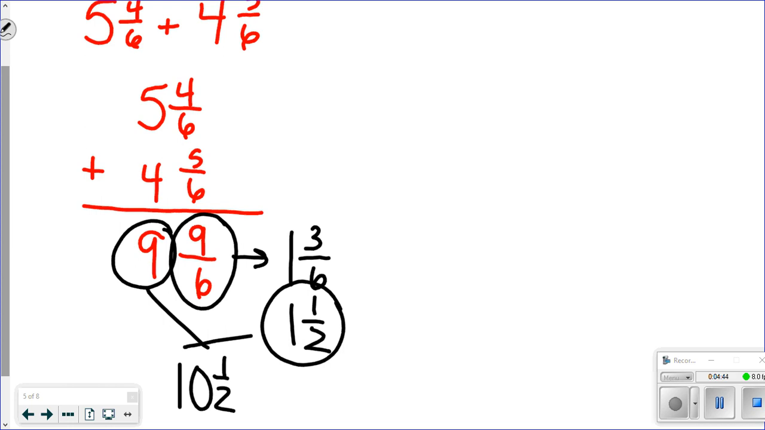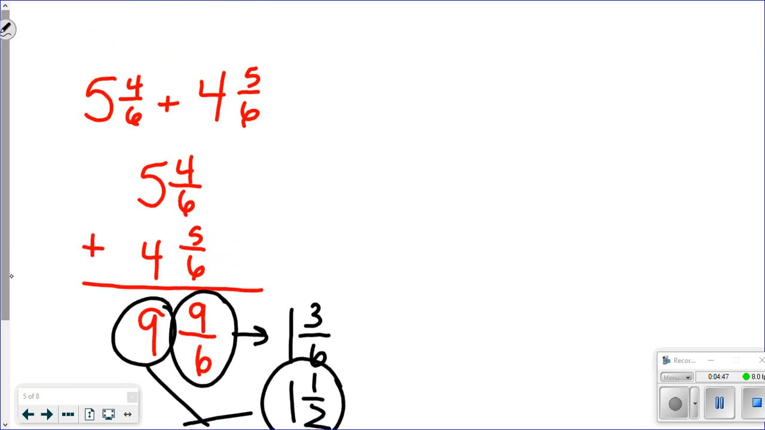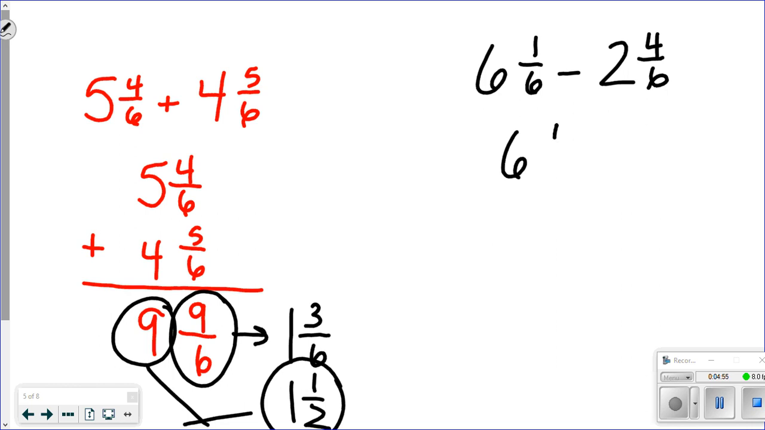Another thing I need to talk to you about is subtraction. So let's do like 6 and 1/6 minus 2 and 4/6. Okay, so 6 and 1/6.